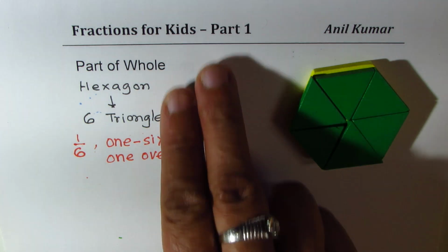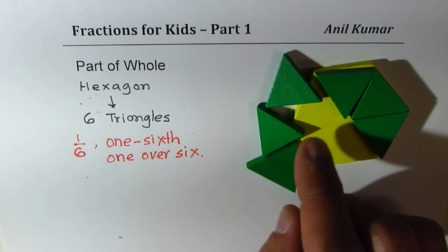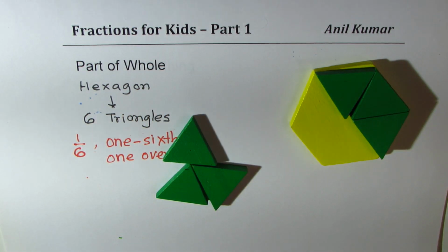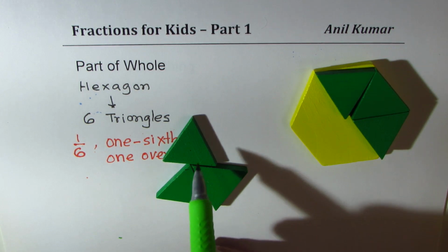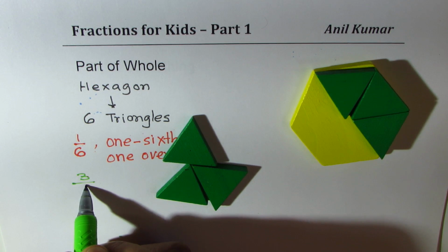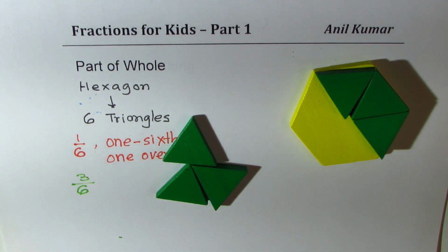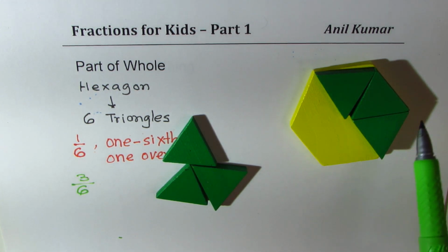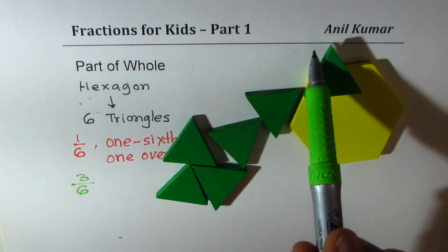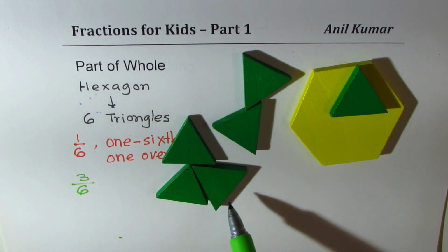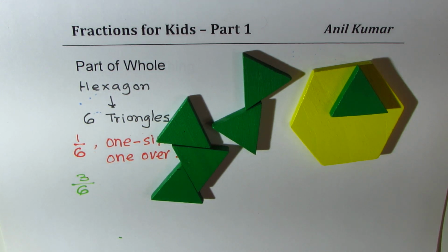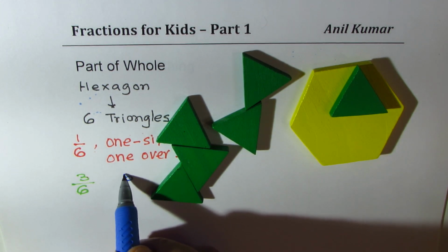So if I have now, let us say, three of them. Okay, so if I have three of these triangles, they represent how much? In fractions, these three triangles will represent 3 out of 6. Do you see that part? So we could say that each piece is 1/6. If I take more pieces away, I get more fractions. So 1, 2, 3, 4, 5. Now this represents 5/6. Do you see that? 5/6.